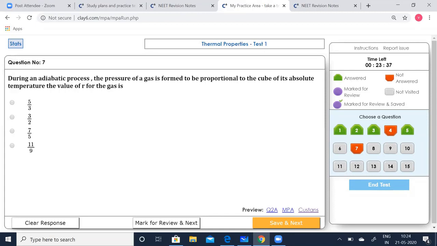During an adiabatic process, the pressure of a gas is found to be proportional to the cube of its absolute temperature. The value of gamma for the gas is what? This is easy, children. They have said that it is an adiabatic process. Okay, let us solve this. So for an adiabatic process, P is proportional to T cubed, or let us now introduce a constant of proportionality, P equals K T cubed.